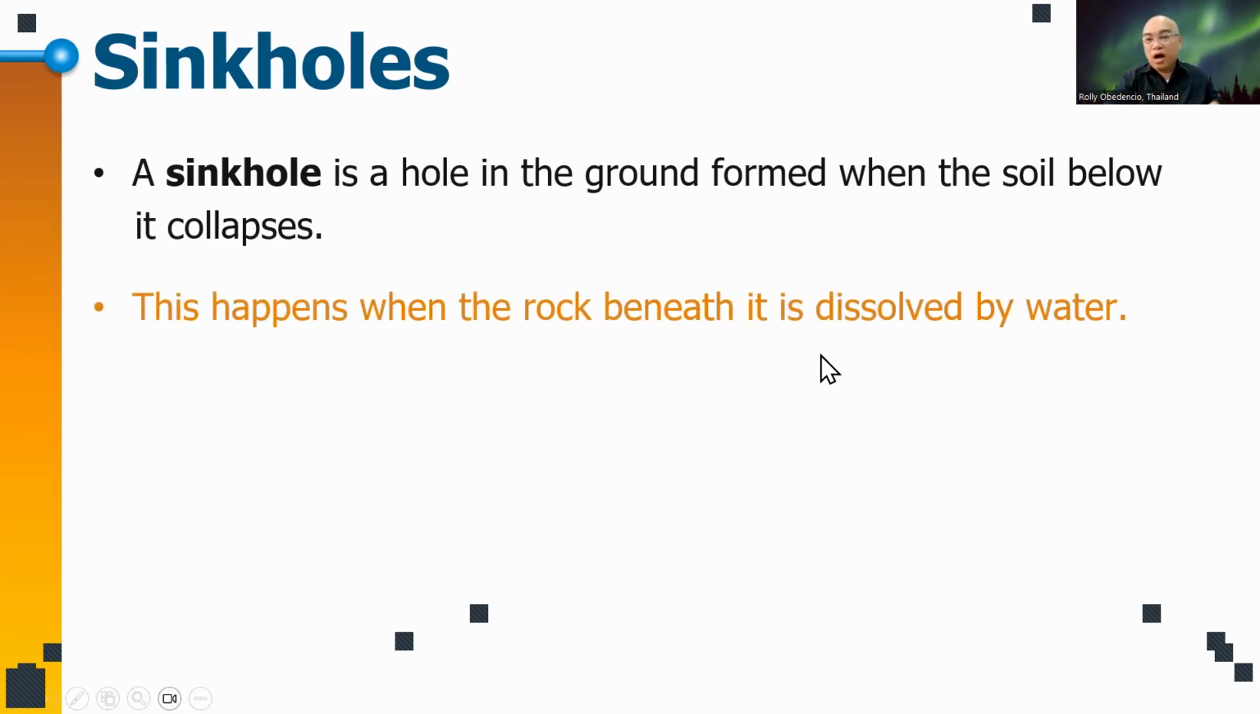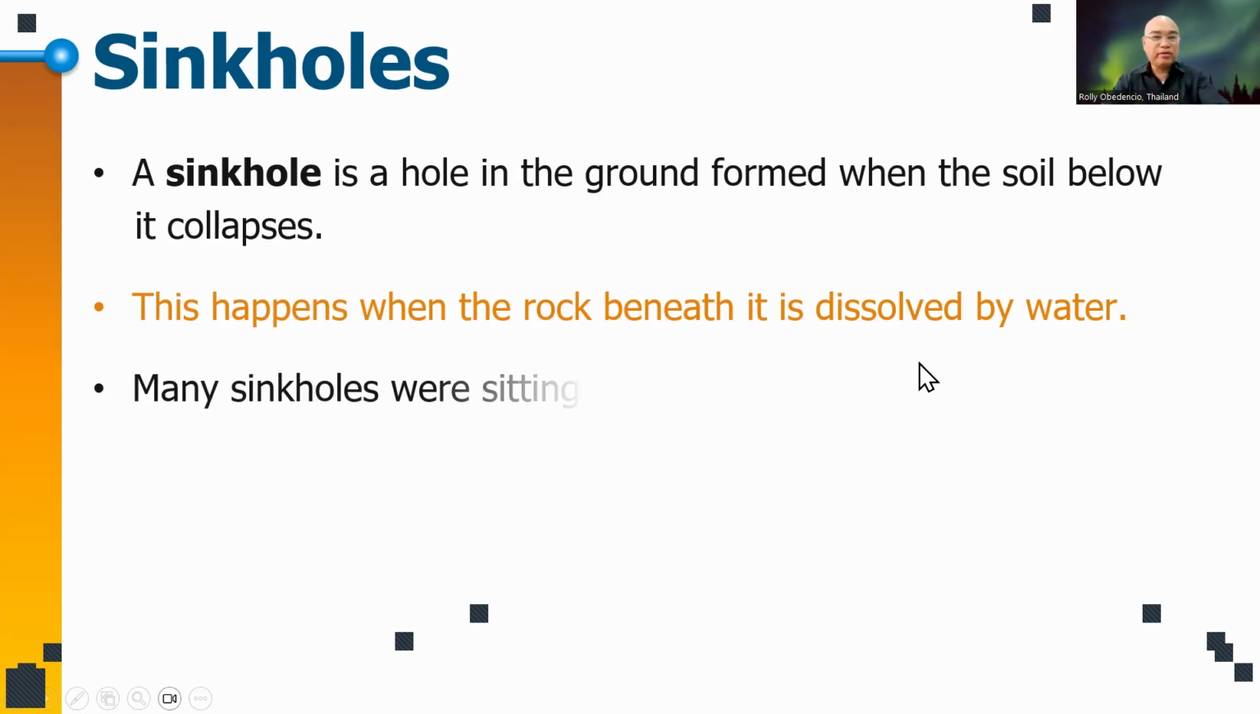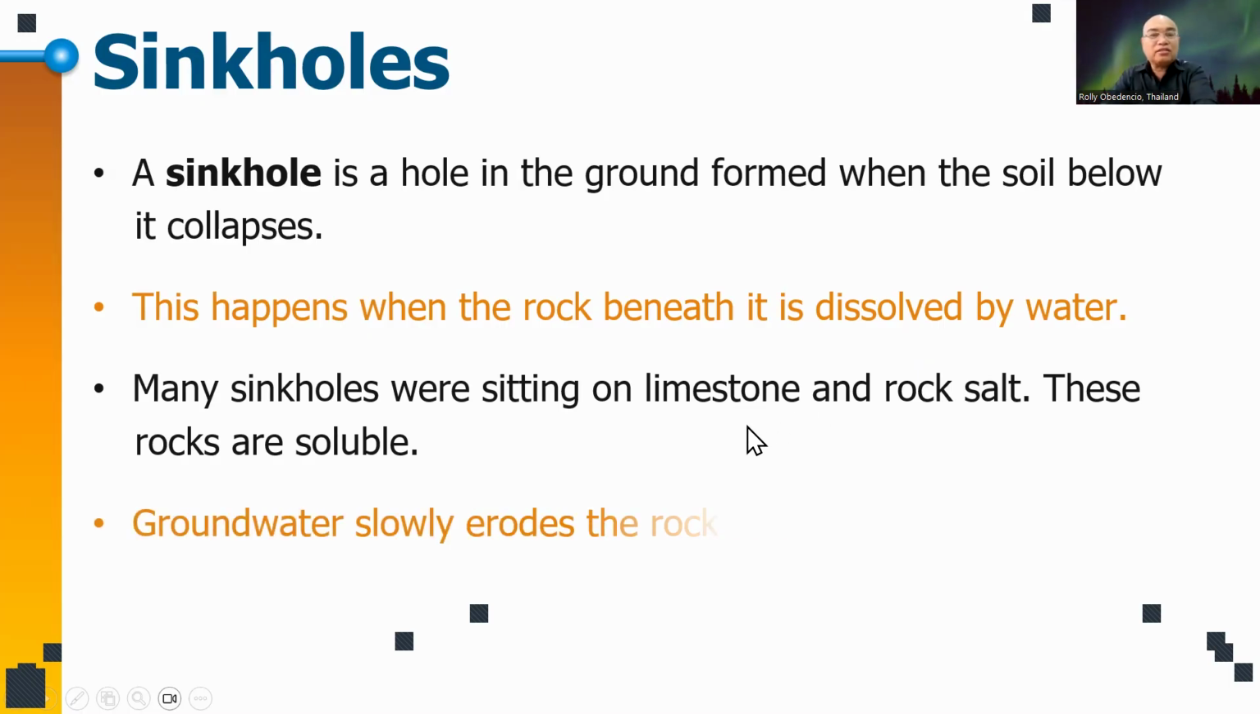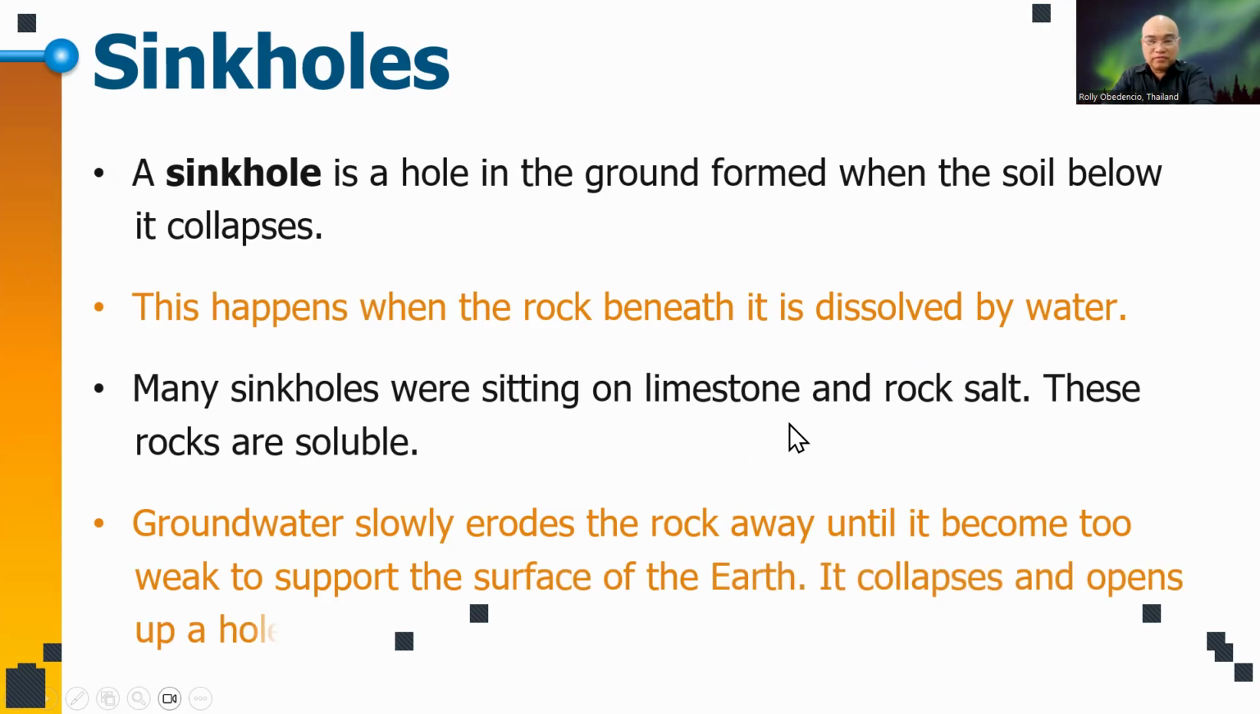This happens when the rock beneath it is dissolved by water. Many sinkholes are found in limestone and rock salt. These rocks are soluble. Groundwater slowly erodes the rock away until it becomes too weak to support the surface of the earth. It collapses and opens up a hole.